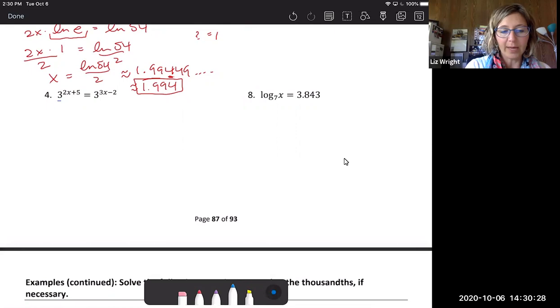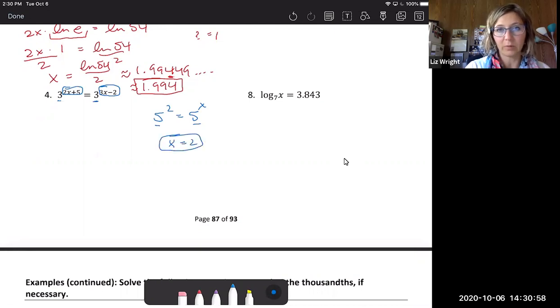So if we have the same bases on each of them, then that means we can actually set our exponents equal to each other and solve for x. I'm going to state that again. If our bases are the same, that would even be like something like this, 5 squared equals 5 to the what? Well, what would x have to equal? If our bases are the same and the left-hand side equals the right-hand side, x has to equal 2, right? We'd set those exponents equal to each other.